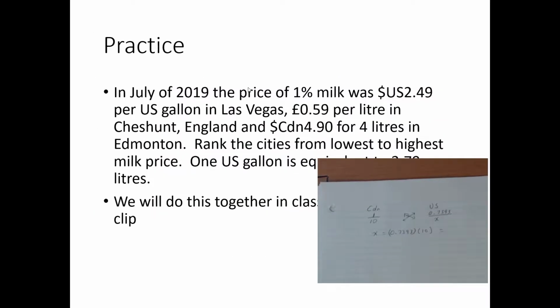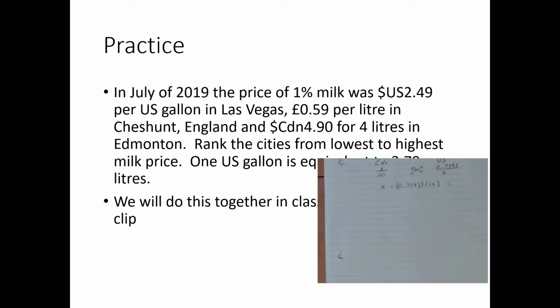So let's do an example here. In July of 2019, the price of 1% milk was $2.49 US per US gallon in Las Vegas, 0.59 British pounds per liter in England, and $4.90 Canadian dollars for 4 liters in Edmonton. We want to rank the cities from lowest to highest. 1 US gallon is equivalent to 3.79 liters.